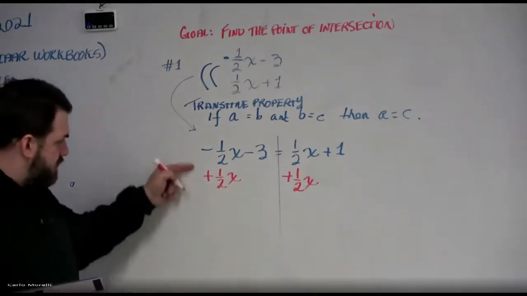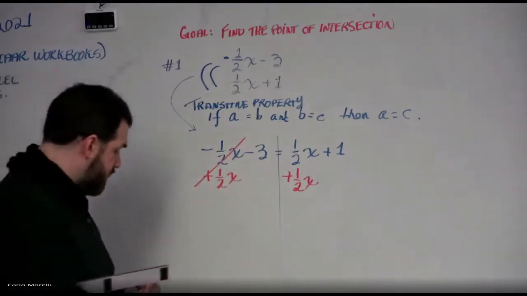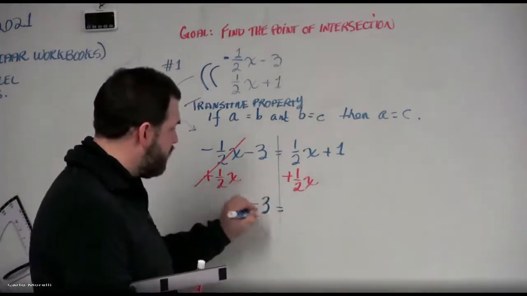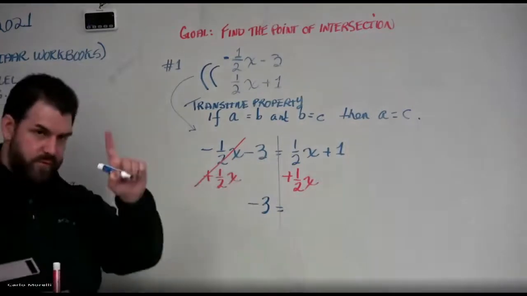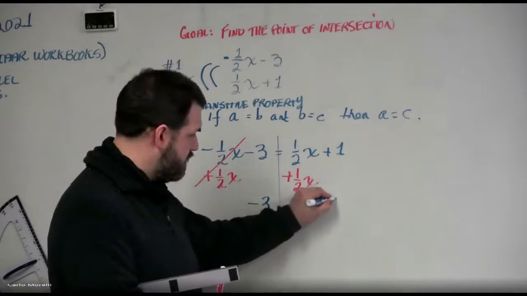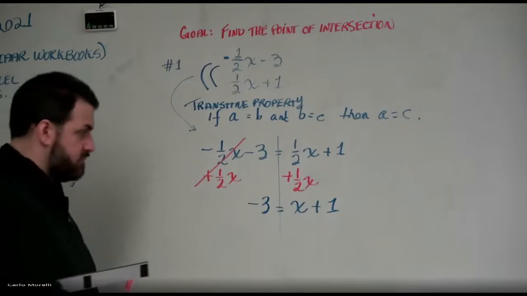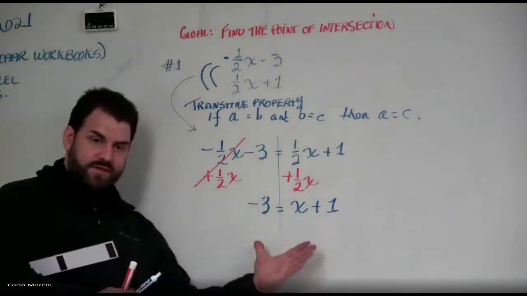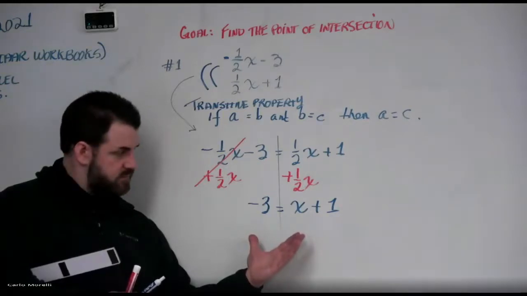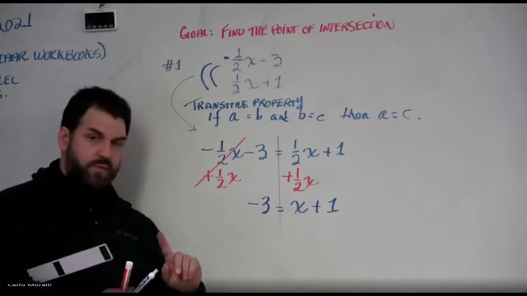So now, additive inverse, these cancel, right? So now you have negative 3 on the left equals, well, half plus half equals 1, so 1x plus 1, which is just x plus 1. They'll tell me if I'm going too fast. Now I've got one step to get x by itself. If I added 3 on both sides, there you go. Subtract 1 from both sides.